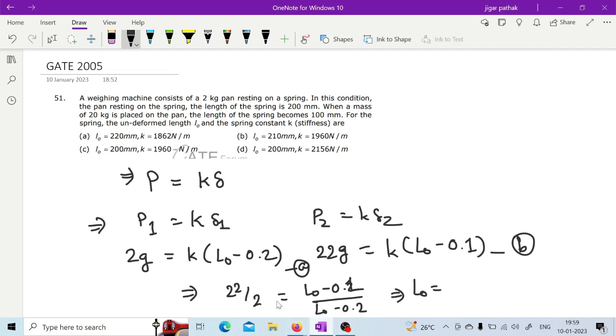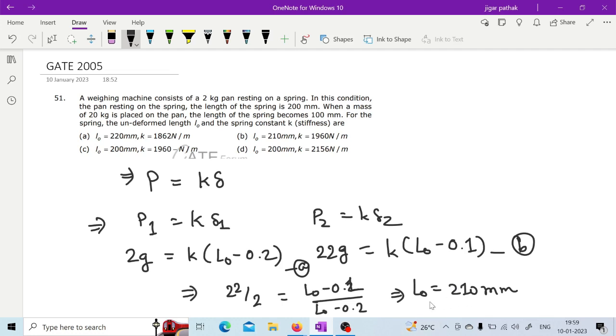It is 11 L naught minus 2.2 is equal to L naught minus 0.1. So 11 L naught minus L naught is 10 L naught is equal to 2.2 minus 0.1, that is 2.1, right? Like that you will get, yes or no? So you will get 2.1 by 10, so that is 0.21, but it is in meters, so when you convert it you will get 210 mm. Yes or no?